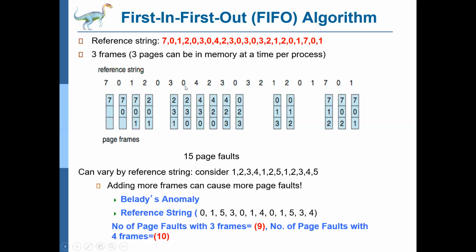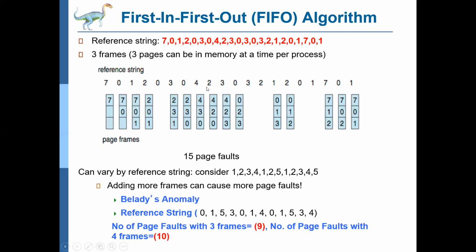0 is requested again. Is 0 present over here? No. So it is a page fault. Which page is to be replaced now? Now we can see 1 is the oldest page, and it will be replaced with this 0. Then 4 is requested. 4 is not present over here, so it is a page fault. Which page will be replaced now? The 2 is the oldest page among these 3. So 2 is replaced with this 4.